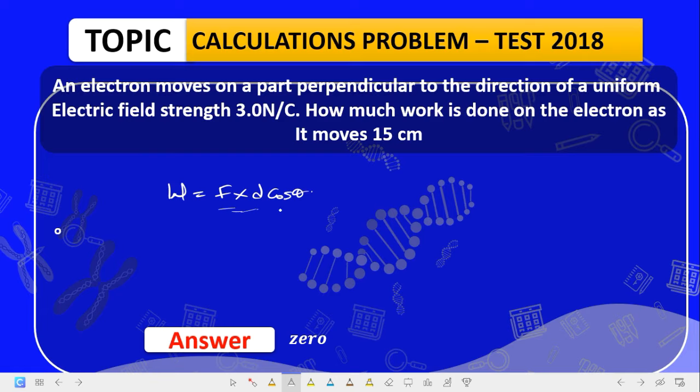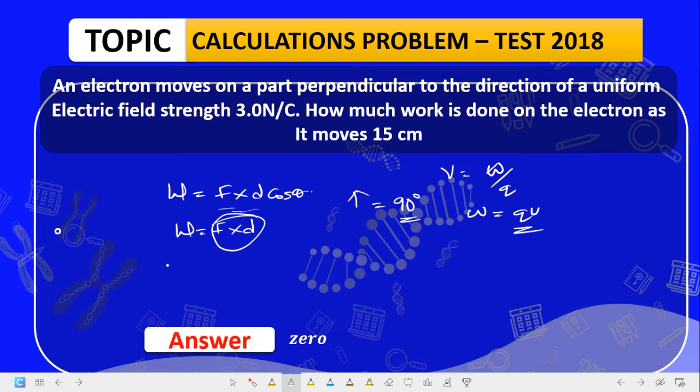Now, if the electron moves perpendicular to the direction of the uniform field, it means that the electron is at 90 degrees to the what? To the uniform field. Now the work done will be what? Our force times distance. From this formula, that was where they derived the formula. I believe from the formula they derive the work, V is equal to the work done over Q, and work done is Q times what? V. Are we getting it now?